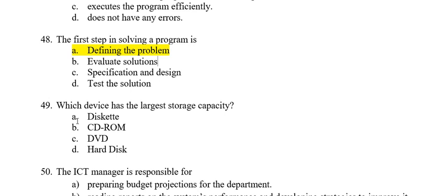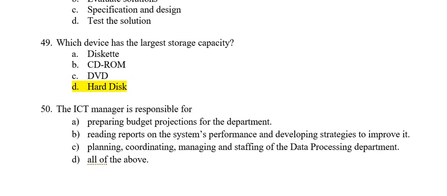49. Which device has the largest storage capacity? The answer for this is a hard disk. A hard disk is the hardest one. So, the last one. The ICT manager is responsible for. The answer is all of the above. Prepare budgets, read reports on the system performance, plan, coordinate, and manage staff. So do all of the above. So that's it.